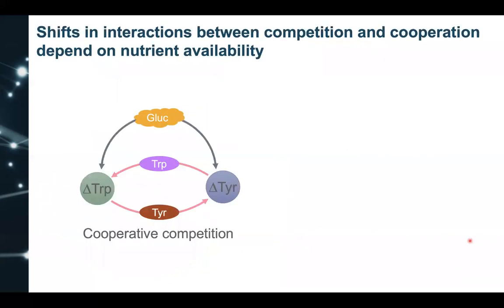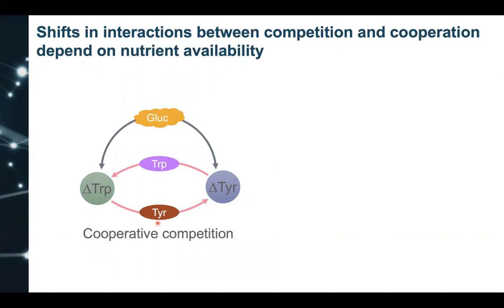Using this idea, we're going to look at shifts in interactions between competition and cooperation and look more specifically at nutrient availability. To do this, we're using a binary model of auxotrophic tryptophan and auxotrophic tyrosine. Now, these mutant E. coli simply are lacking the ability of producing a specific amino acid. In this case, delta tryptophan cannot produce tryptophan, and delta tyrosine cannot produce tyrosine.